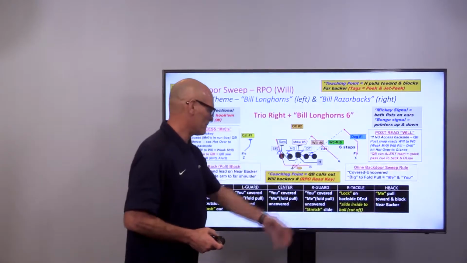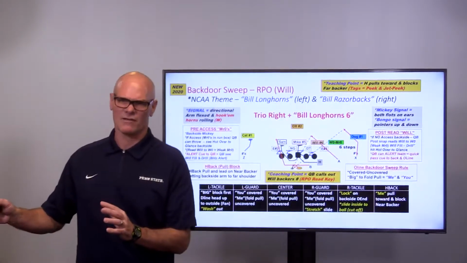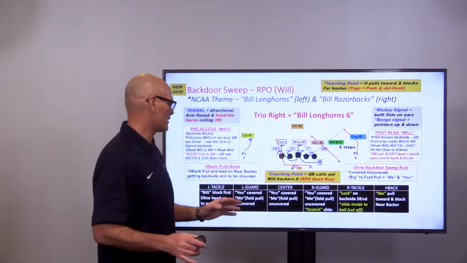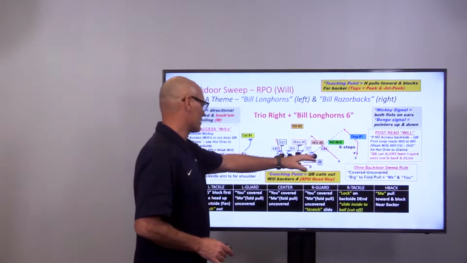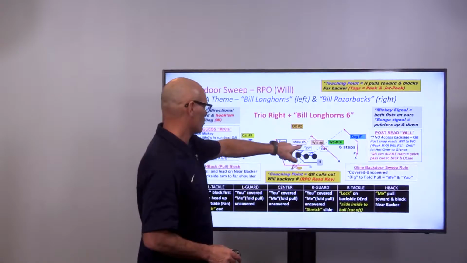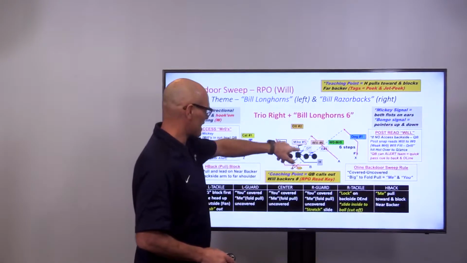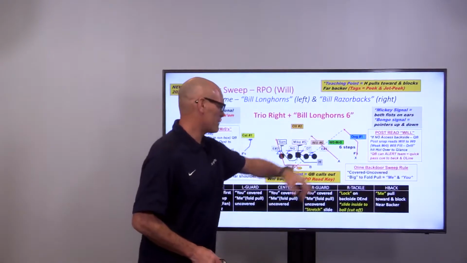Again, out of 3x1, this is great. You get teams that are going to go heavy to your 3 receiver side, and they'll do it with their linebackers. This is a great way to go ahead and run sweep now, weak. Again, you get the H block in there, and we still get the 2 receivers on the back side.